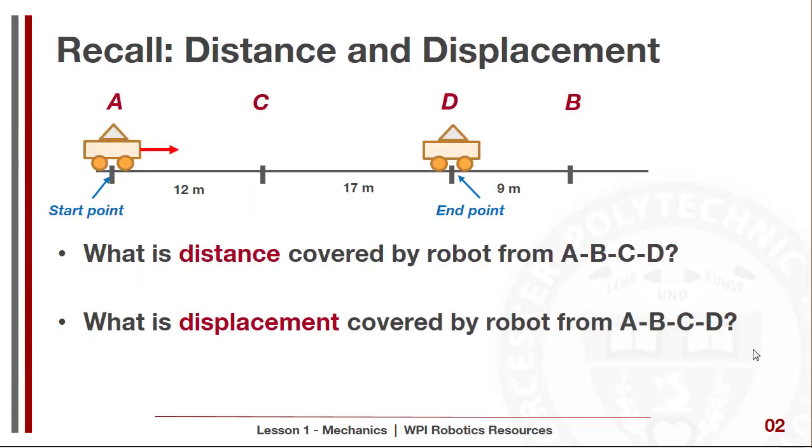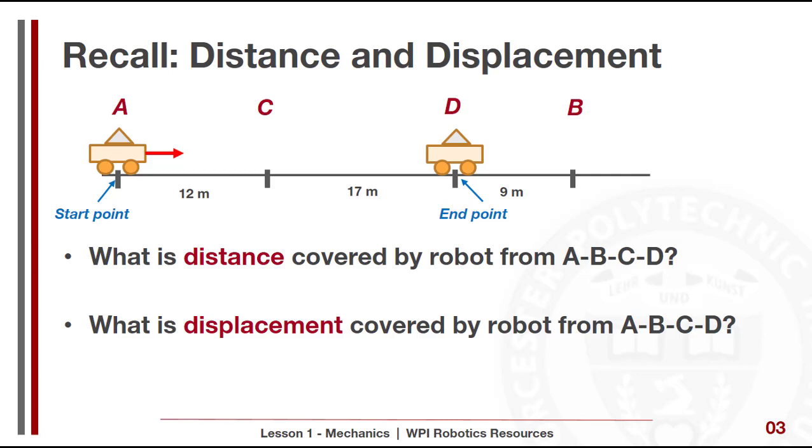And so what do we know about the difference between distance and displacement? Is there a difference? I would like you to try solving this problem. First, pause the video for as long as you need to attempt to find the solution. What is the distance covered by the robot from A to B to C to D? And also find the displacement. So take a few minutes, pause the video, and try to solve the problem.